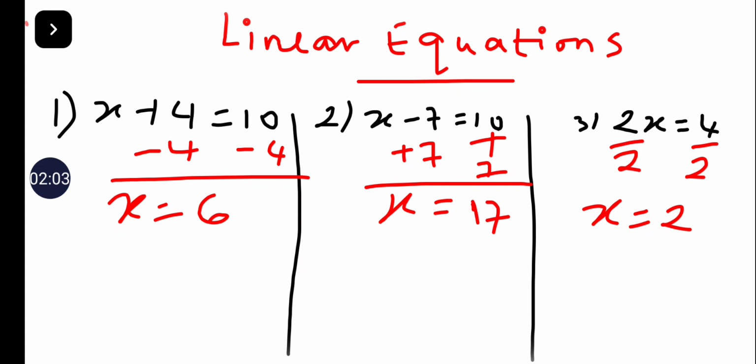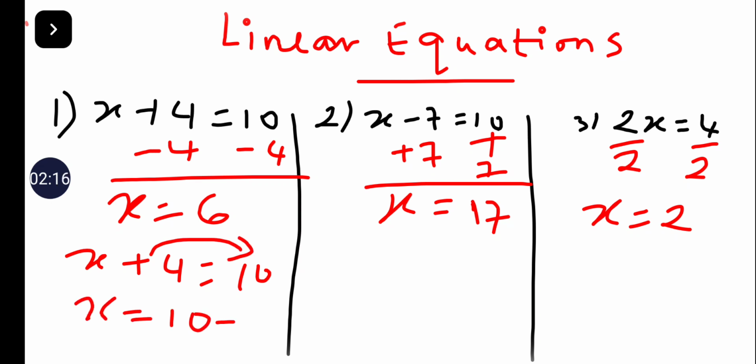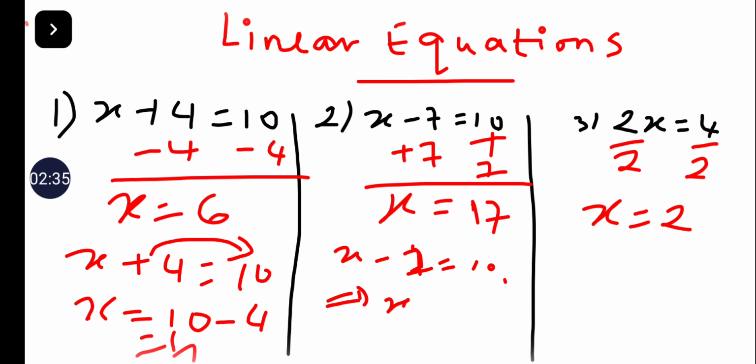Now some can equally solve like this: x plus 4 is equal to 10. This implies, whenever a term crosses the equality, it changes the sign. So x is equal to 10 minus 4, which is still 6. And here, x minus 7 is equal to 10. Implies, if the negative crosses, it becomes positive, when it crosses the equality, crossing the bridge. So x will simply be 10 plus 7, which is 17.